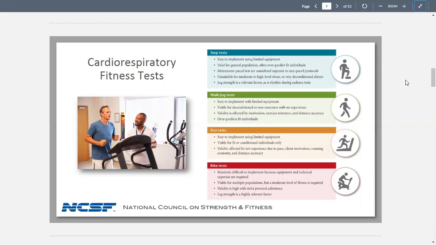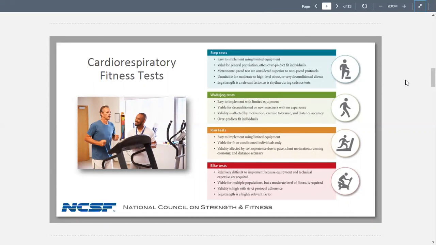Step tests with metronome, paced tests are considered superior to non-paced protocols. So the more that you keep track of the pace and the rhythm of the individual during a step test, the better. It's going to be unsuitable for moderate to high level obese or very deconditioned clients. So step tests might not be appropriate for everyone.